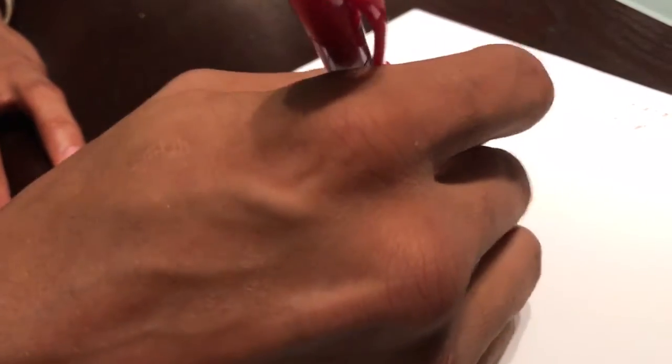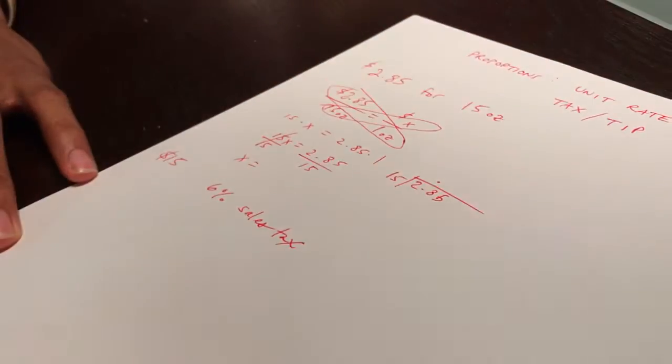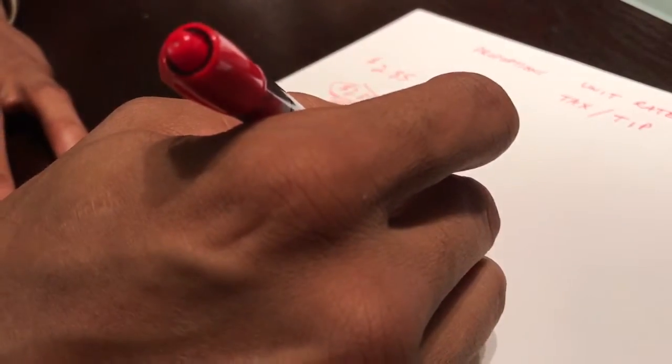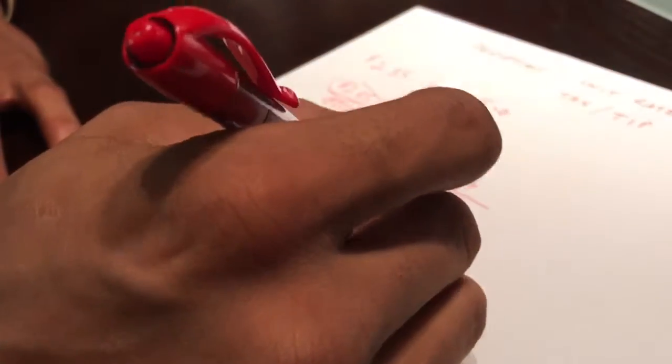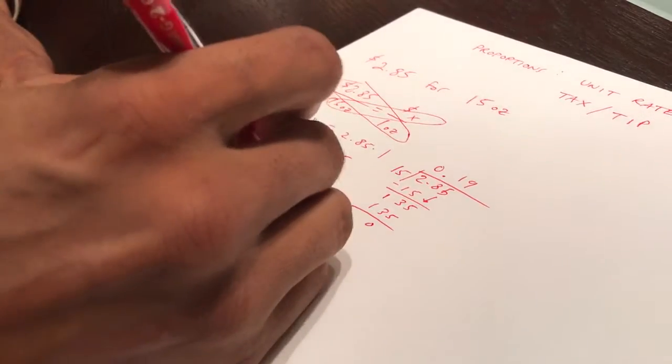So let's figure that out. 22.85 goes in the house, 15 goes on the outside. Bring my decimal up. 15 is not going to 2, so let's put a 0 there. 15 does go into 22 one time. 1 times 15 is 15. 22 minus 15 is 7. Bring my 5 down. 15 goes into 75 5 times. 5 times 15 is 75. So I have 0. So now X equals 1.52.